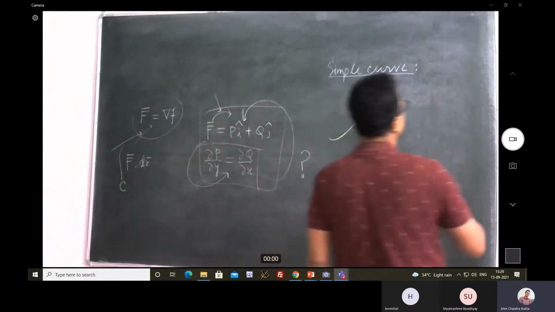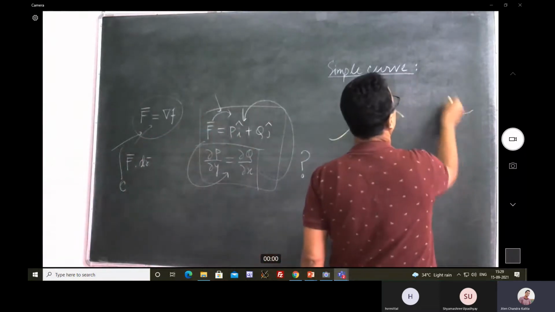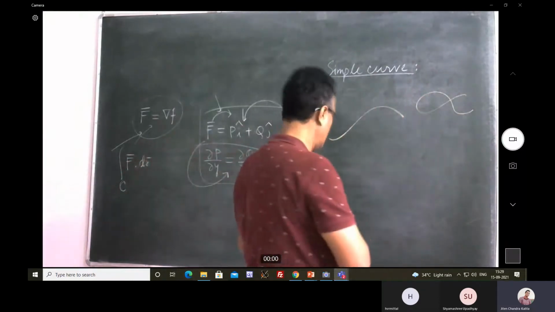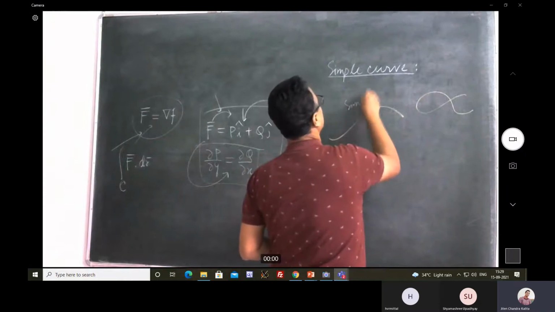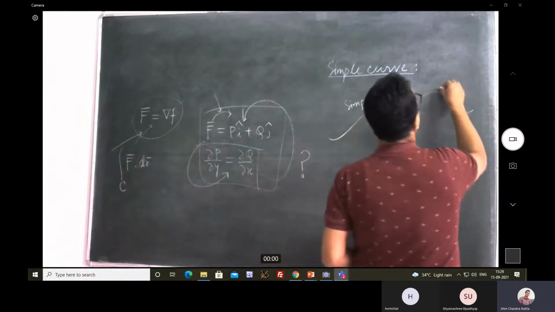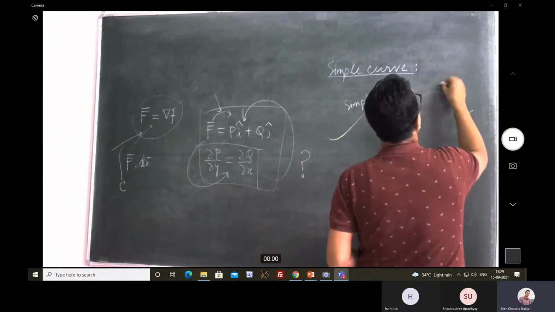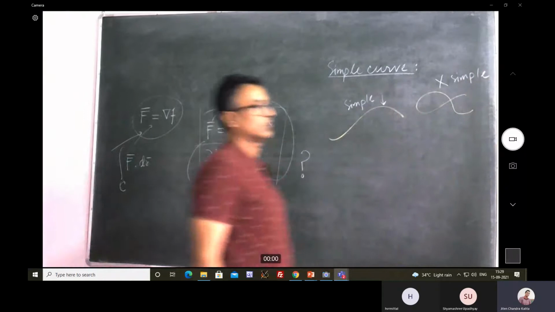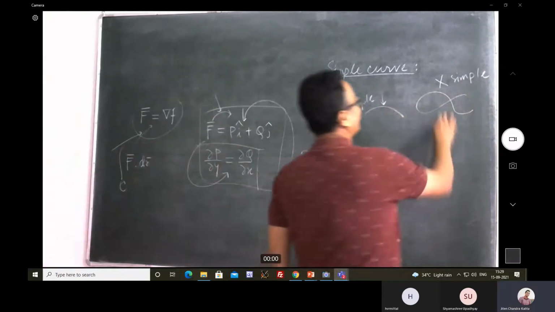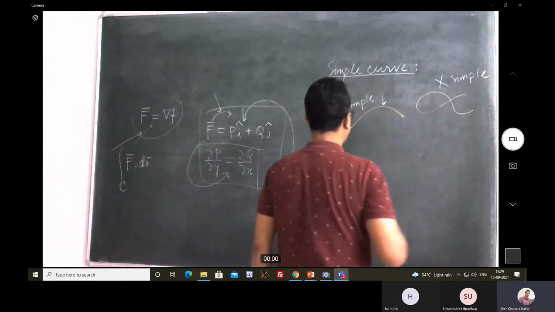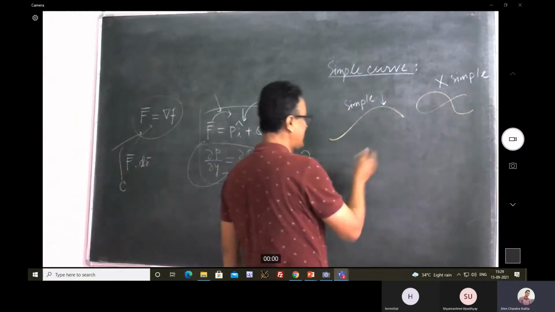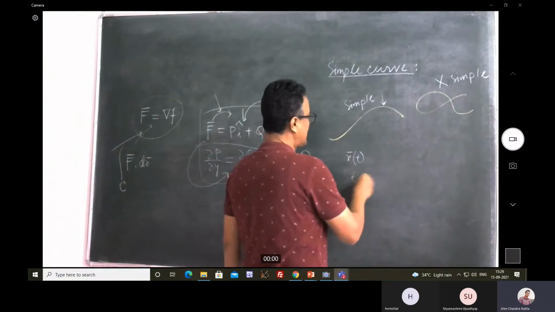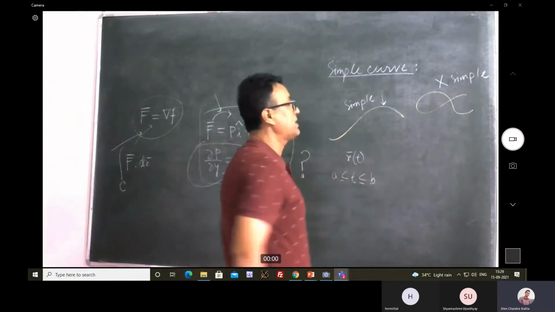Okay. So, for example, if I consider this curve, this one is not a simple curve. This one is simple, this one is simple, but this one is not simple. Suppose this kind of curve has the parameterization r(t), where t lies between a and b.